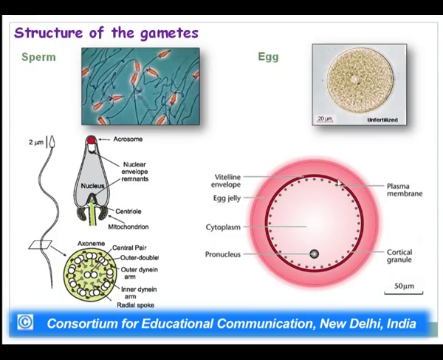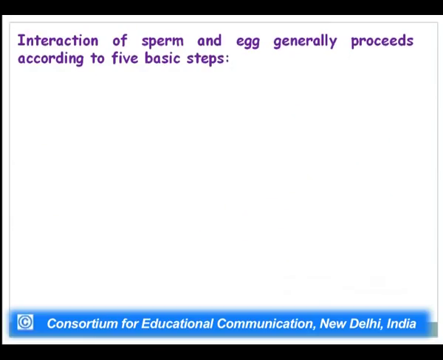So the egg is much larger in size. This is the original picture of an unfertilized egg. You can see that the nucleus is already in the haploid stage, and this is the structure of the egg we are looking at. So this is how the gametes look.